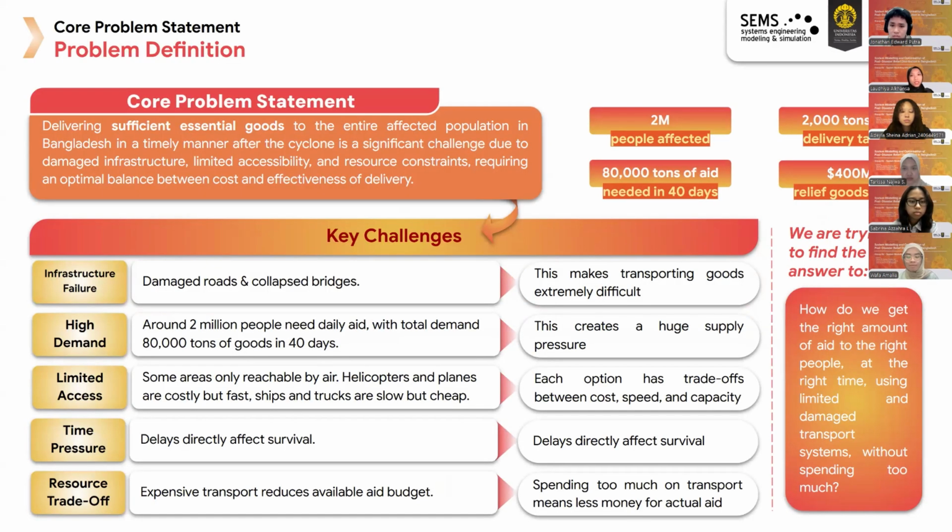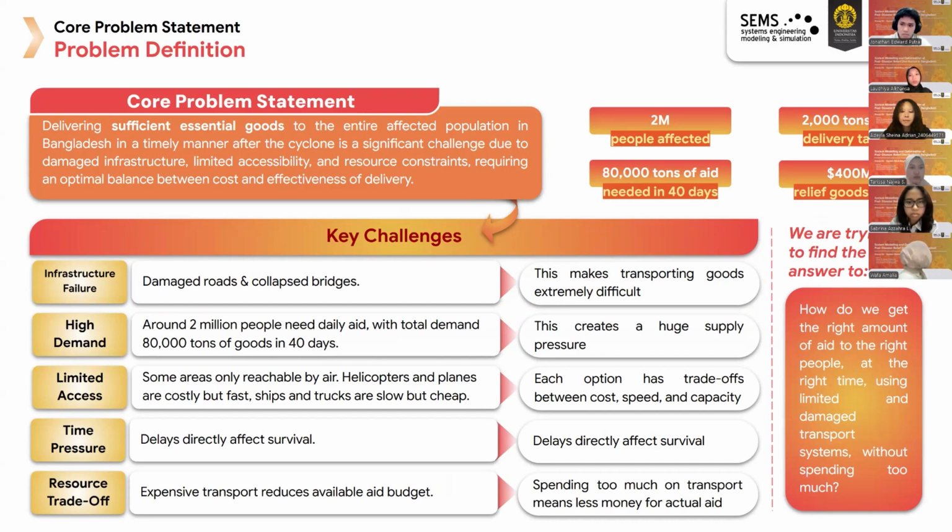After a major cyclone, approximately 2 million people require assistance. The estimated aid demand reaches 80,000 tons within 40 days, with a target delivery rate of 2,000 tons per day. Several challenges exist, including infrastructure failure, high demand, limited accessibility, and resource constraints. Therefore, the main challenge is finding the best way to deliver the right amount of aid at the right time while minimizing the transportation cost. And next, the conceptual background.